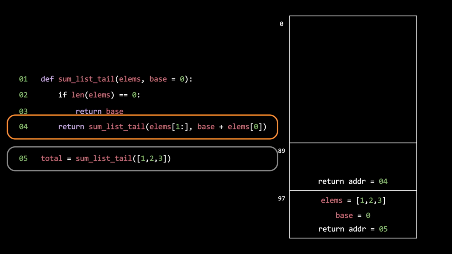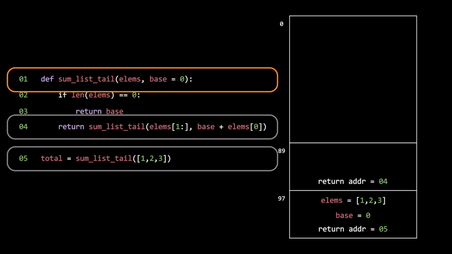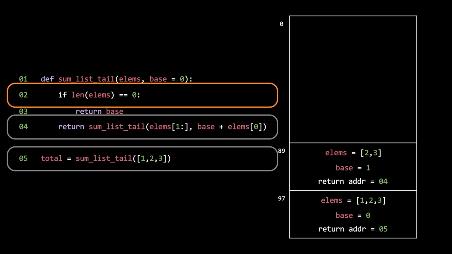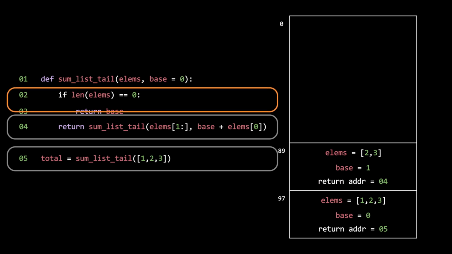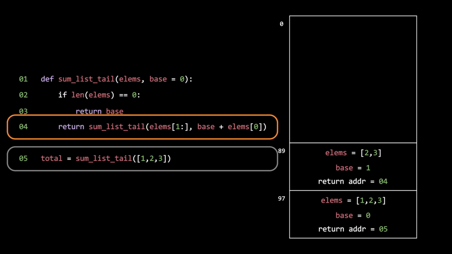So you can see the return address is 4. That's where we're currently making this call. Elms is going to be equal to 2, 3. And base is going to be equal to 1, which is the value of the first element of the list. We're going to check to see if elms is empty. It isn't. So we're going to need another recursive call in order to complete this operation.